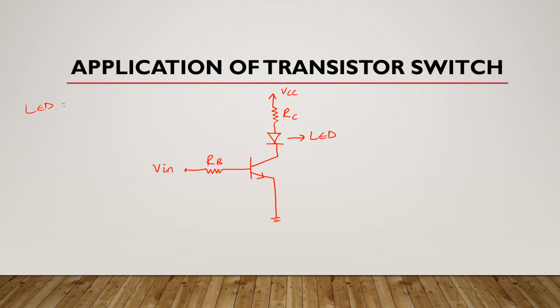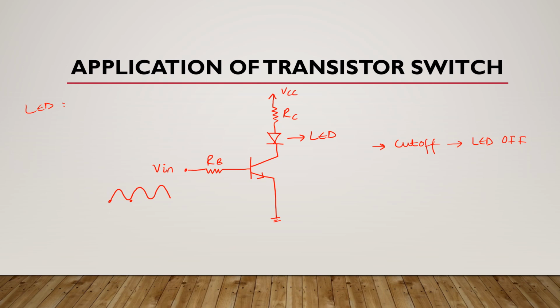This input supply voltage is like this. Now, if this input is 0 volts, this transistor is in cutoff mode and there is no collector current. It means this LED does not emit light and it is off.